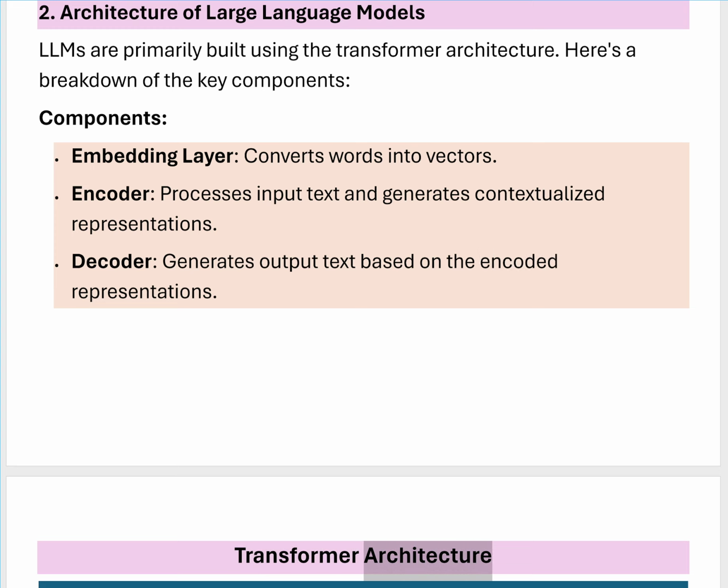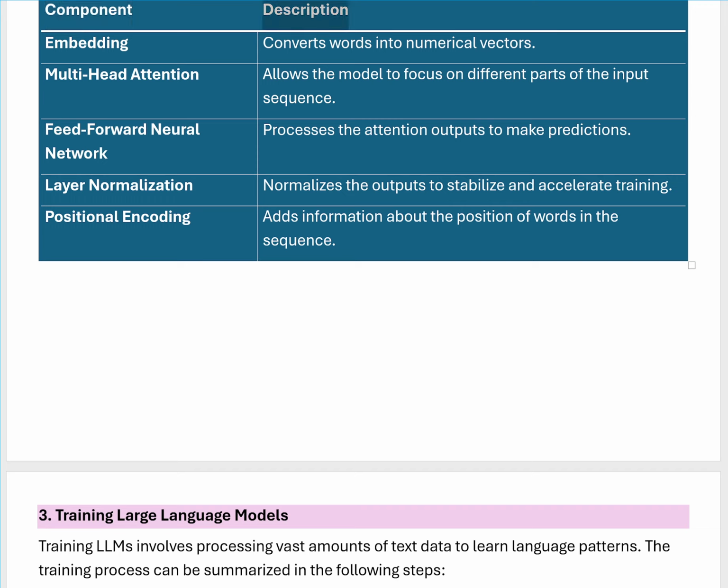Transformer architecture. Component. Description. Embedding. Converts words into numerical vectors. Multi-head attention. Allows the model to focus on different parts of the input sequence. Feed-forward neural network. Processes the attention outputs to make predictions. Layer normalization. Normalizes the outputs to stabilize and accelerate training. Positional encoding. Adds information about the position of words in the sequence.